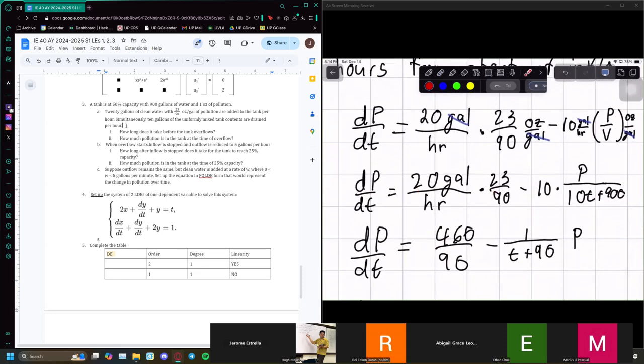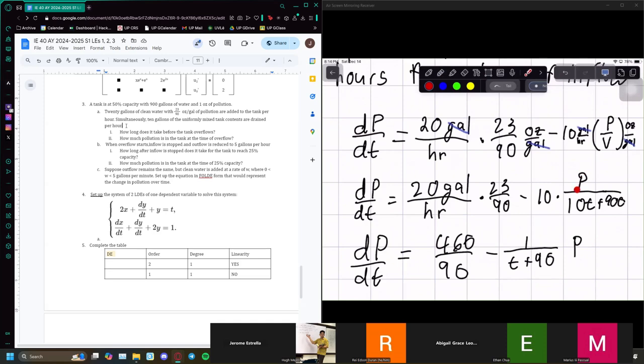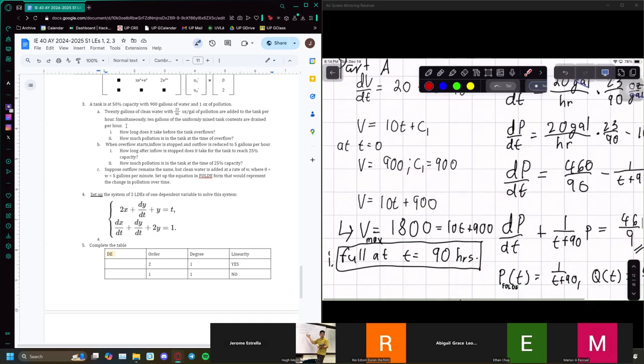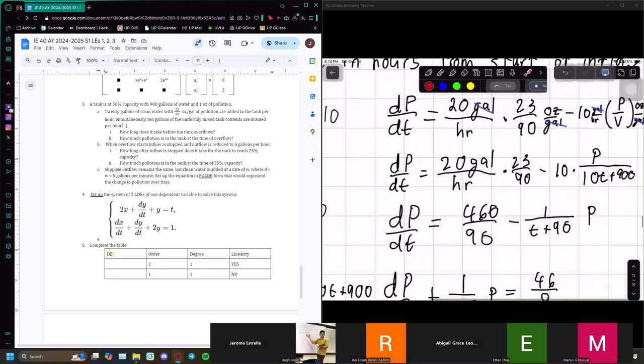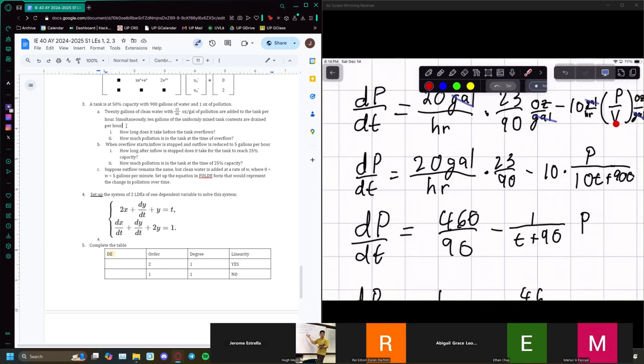20 gallons times 20 over 90. And then this P over V became P over 10t plus 900. Because if you remember, V as a function of time is 10t plus 900. So that's just what we did here. We replaced the V with the function.